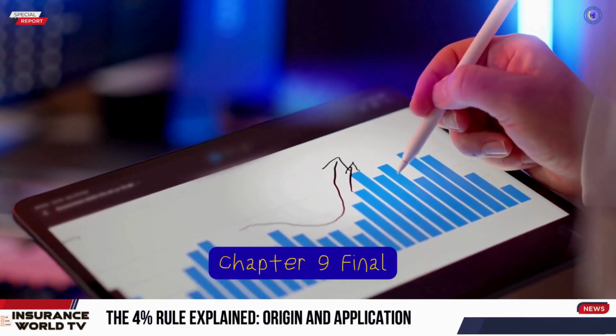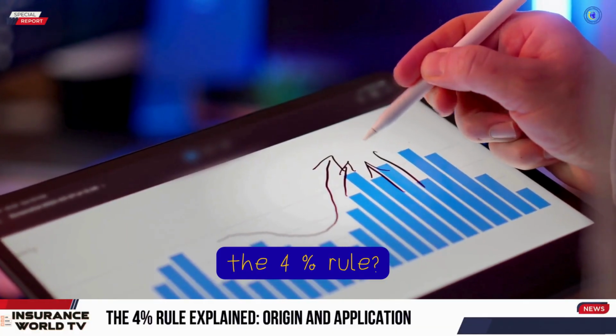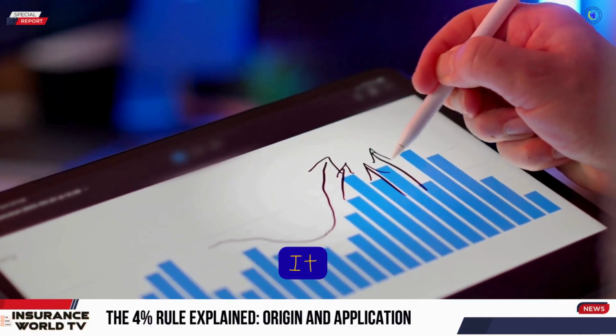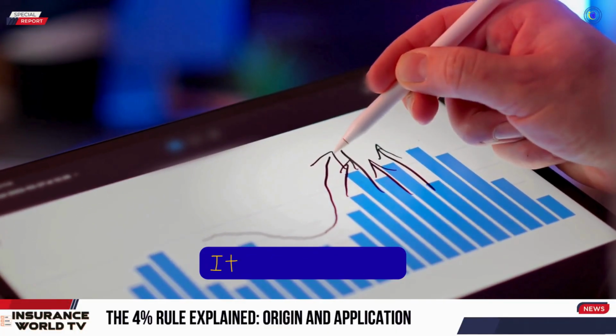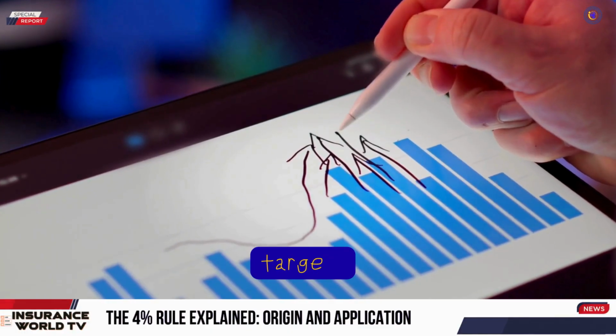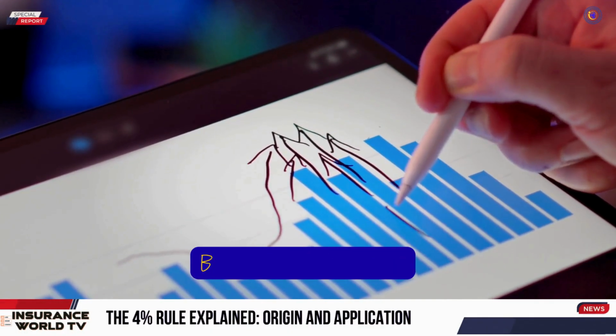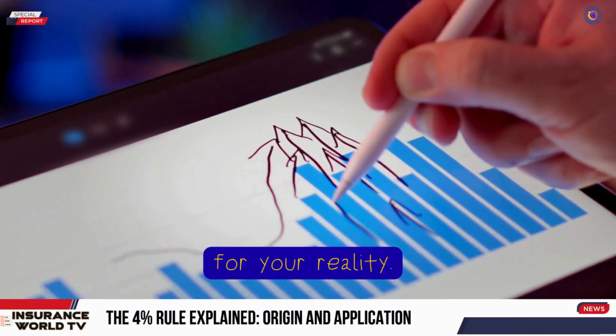Chapter 9. Final verdict. So, should you rely on the 4% rule? Here's the truth. It is not a guarantee. It is a guideline. Use it to set your financial target, plan your investments, and understand your lifestyle cost. But always adjust for your reality.